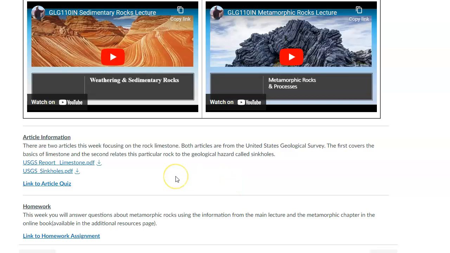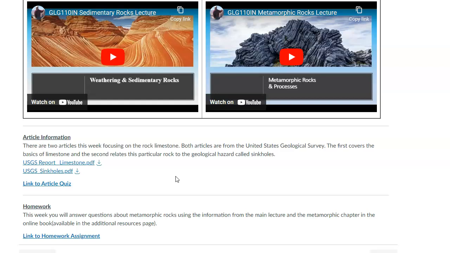For the article, I'm going to focus just on the sedimentary rocks, and in particular a rock that you'll hear about in the lecture called limestone, which you probably have heard of. There are two little articles here that I want you to look over because we're talking about hazards. One common hazard, not necessarily in Arizona but back east, especially in Florida, is sinkholes, which are a big deal. They exist because of this particular type of sedimentary rock called limestone.